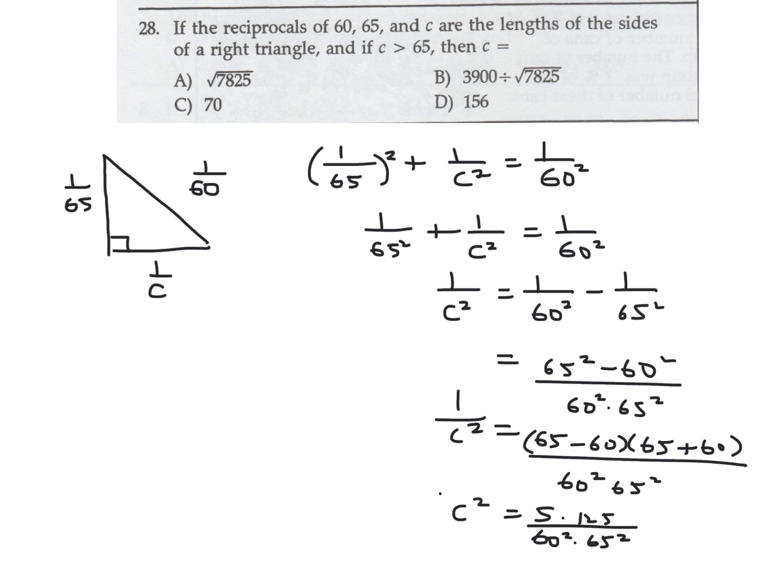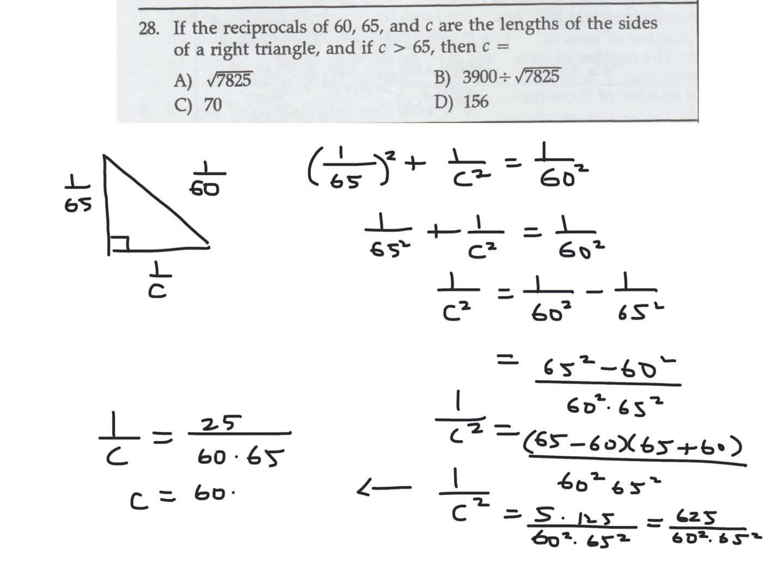Oops, so sorry, that's still 1 over C squared, by the way. So this is 625 over 60 squared times 65 squared. So finally, when we take the square root of everything, you get 1 over C is equal to 25 over 60 and 65. And then finally C would be the reciprocal of that, and that, I believe, is 156. Okay, so C is 156. And yeah, we got it. Okay, that's pretty good.